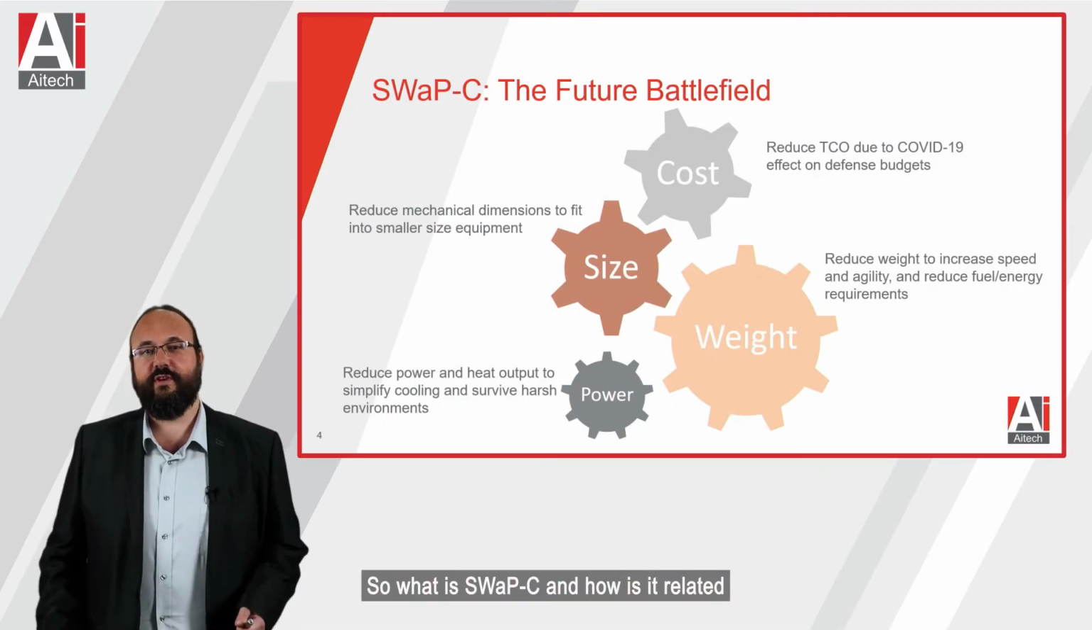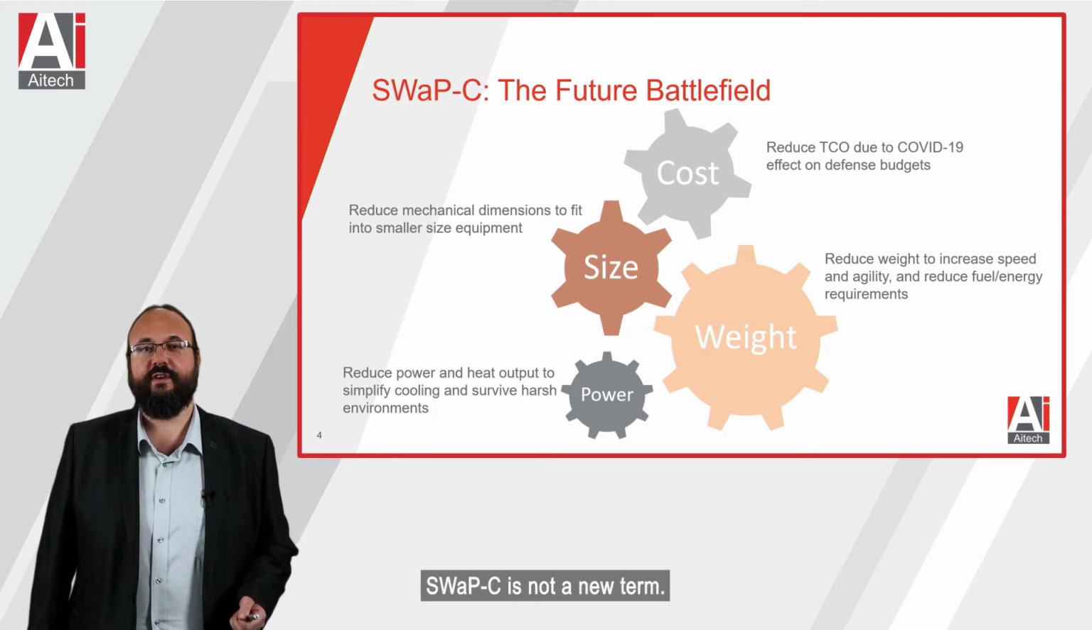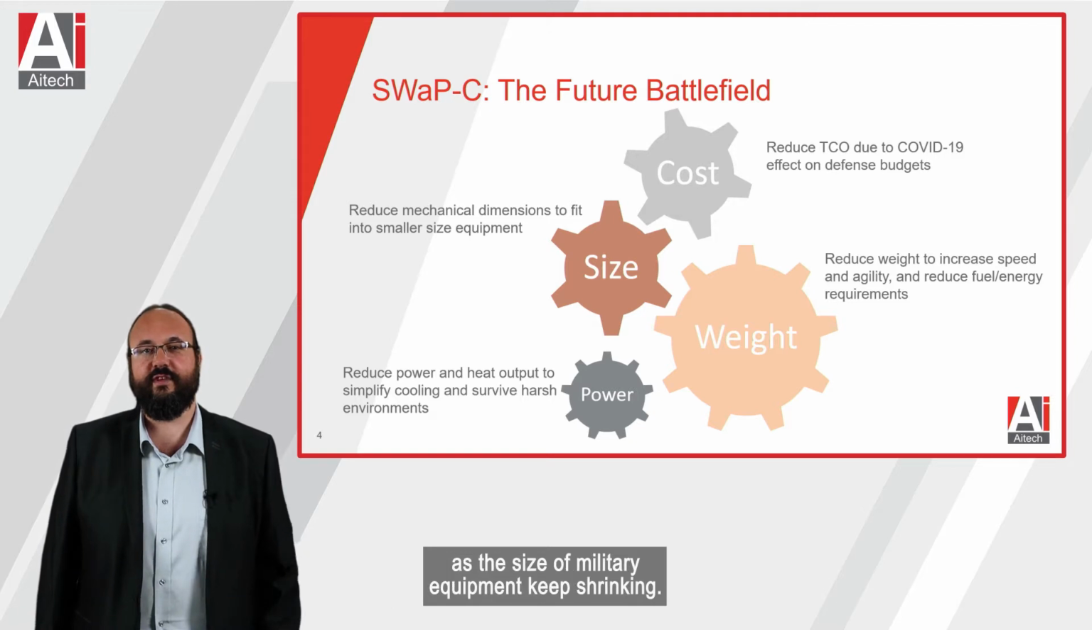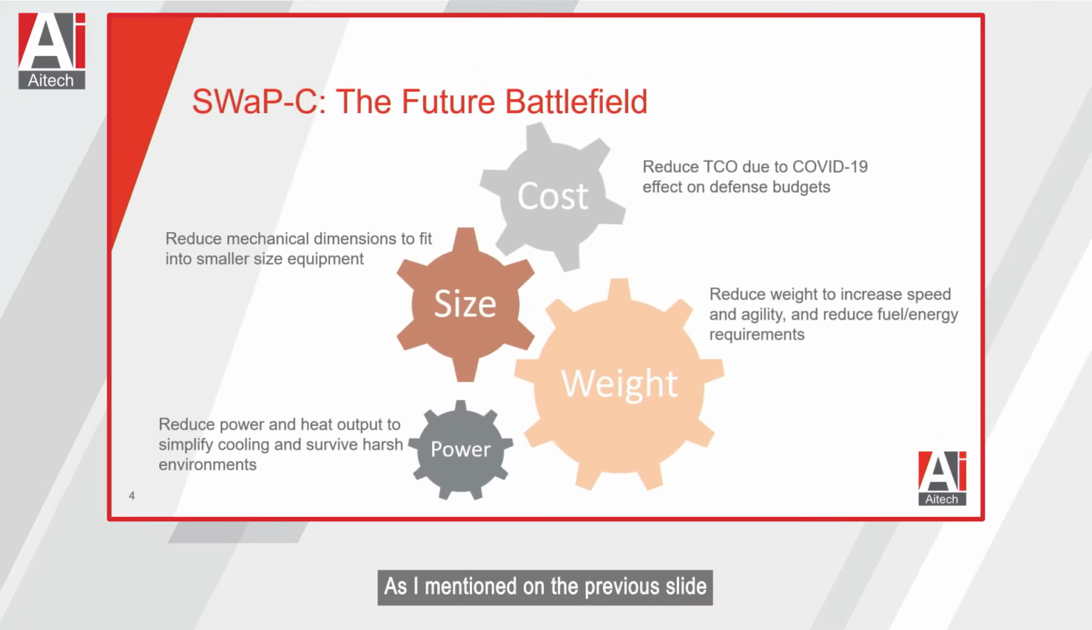So what is SWaP-C and how is it related to the future battlefield? SWaP-C is not a new term. It's getting increasingly important as the size of military equipment keeps shrinking. As I mentioned on the previous slide, unmanned vehicles, military robots, and smart soldier equipment are all becoming increasingly limited in size and weight. So SWaP-C stands for size, weight, power, and cost, and is usually mentioned in the context of optimization of all these parameters or some of them.